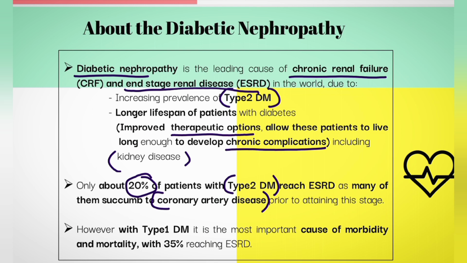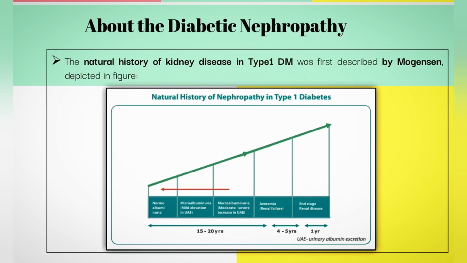In type 1 diabetes mellitus, there is increased chance of morbidity and mortality, with about 35% of patients reaching end stage renal disease or chronic renal failure. The natural history of this kidney disease in type 1 diabetes mellitus was first described by the scientist Mogensen, and it has been depicted in this picture.